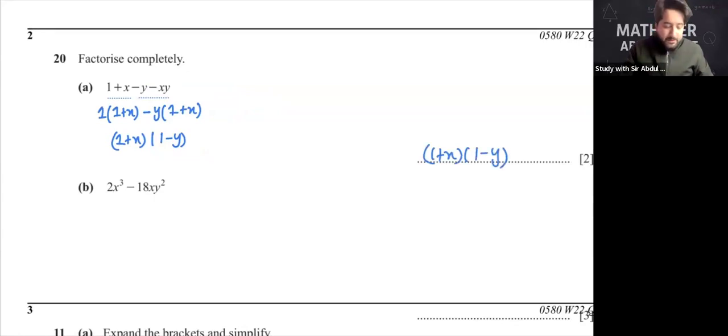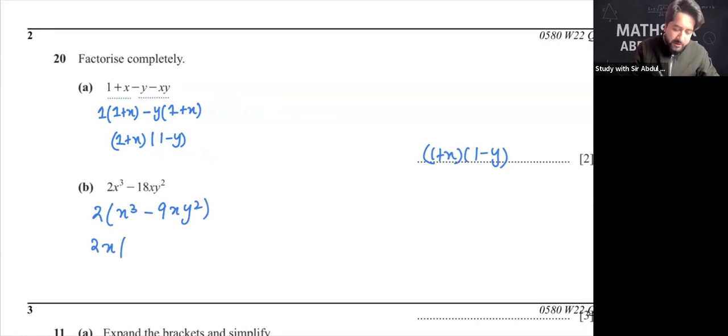Now the second part B is factorize. So do we have something common? Yes, we have 2 common. So let me take 2 common first and then I will see if I have anything else common. Yes, I have x common as well. So let me take x common. So 2x is common. So it is x squared minus 9y squared.